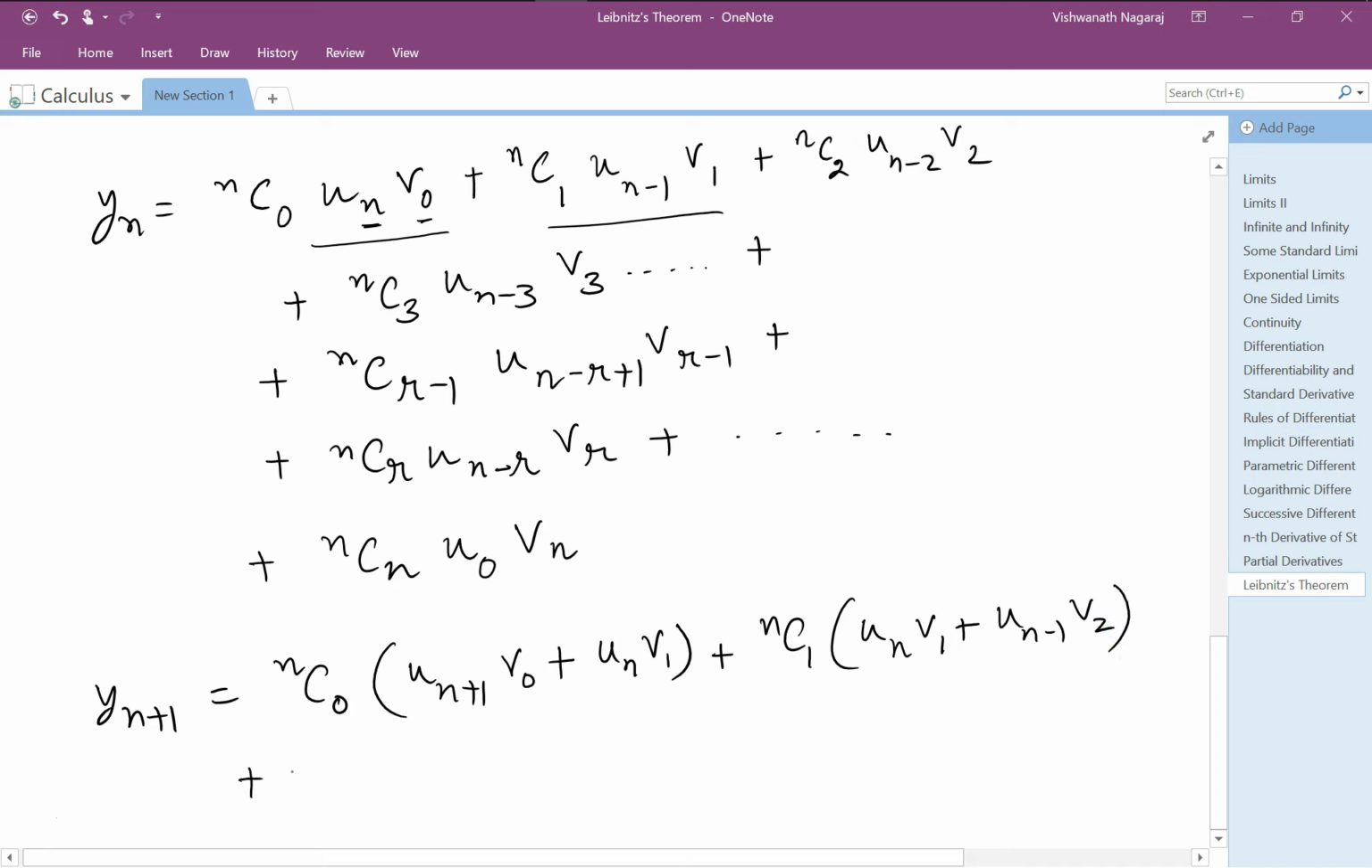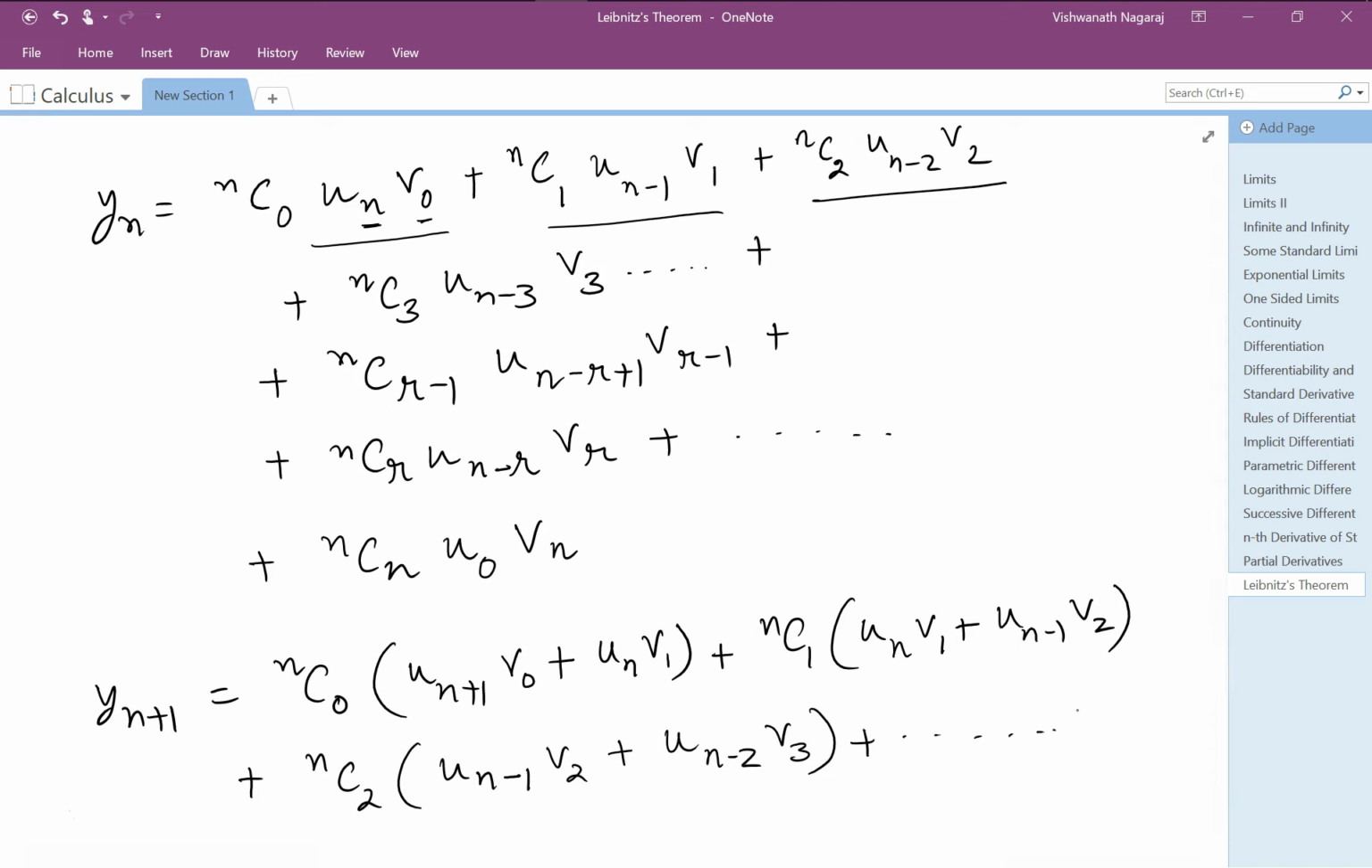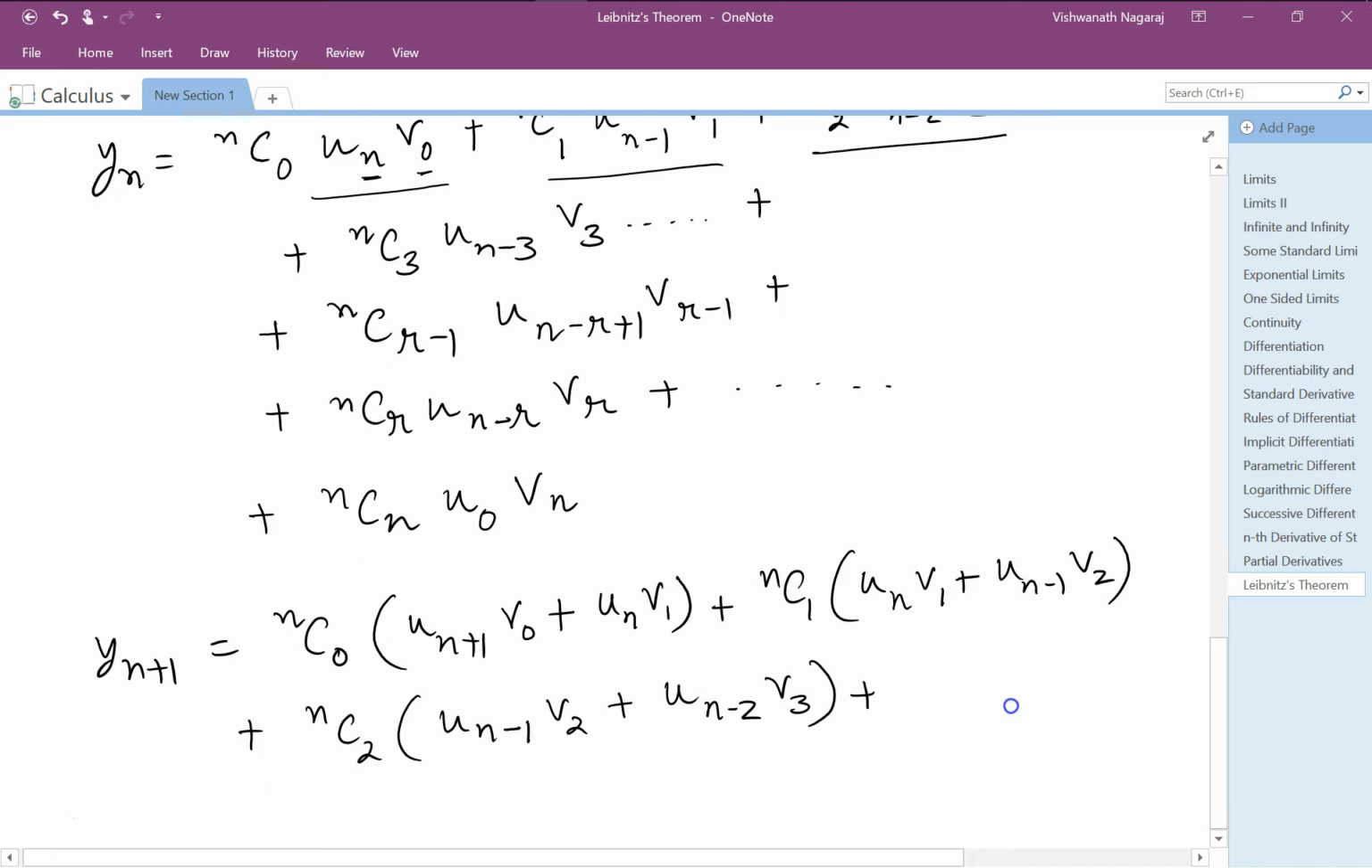plus, now let's take this nc2 u n minus, this was n plus 1 n, so this will be n minus 1 v2 plus u n minus 2 remains as it is, and v3 plus, and shall we go one step further? Let's take one step further, plus nc3.